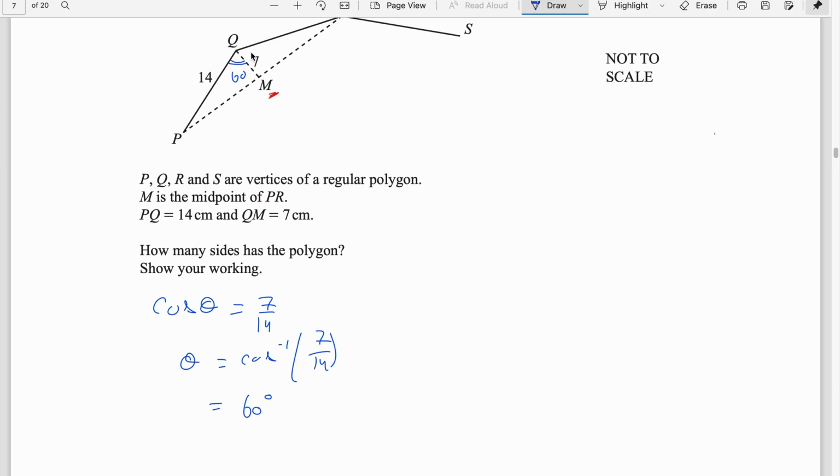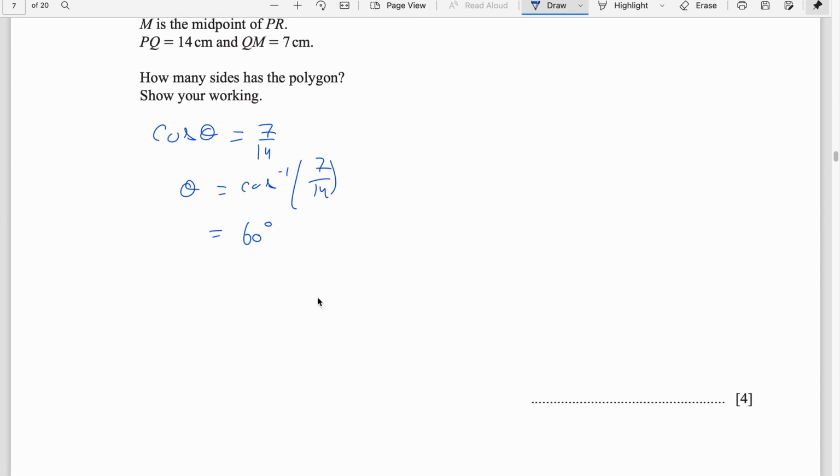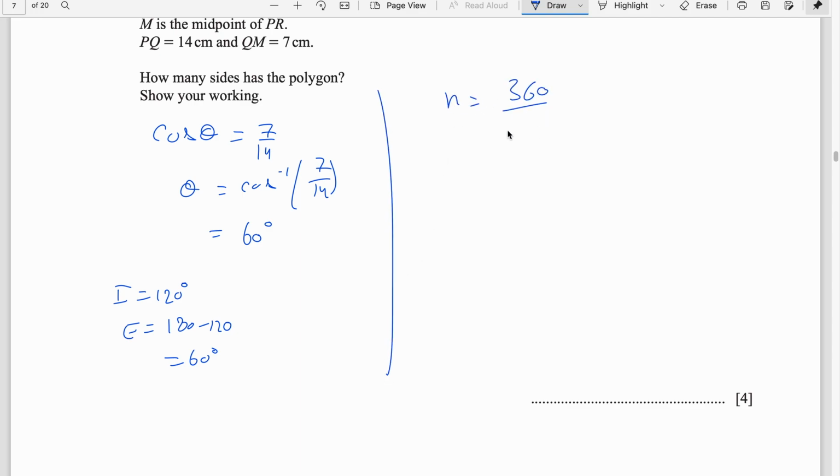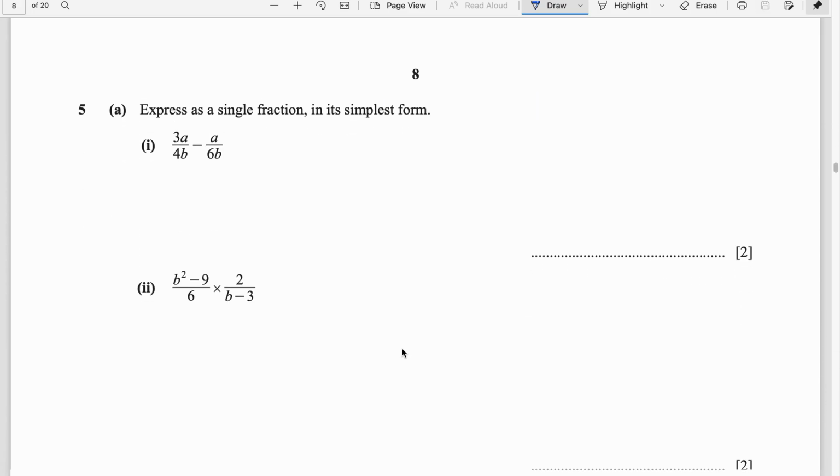If this is 60, this must be 60. And this complete angle is 120. Now we have an interior angle of 120. So interior angle equals 120. Exterior angle is 180 minus 120, that is 60 degrees. And number of sides is equal to 360 over exterior angle. This is the formula for number of sides. So it is a 6-sided polygon.